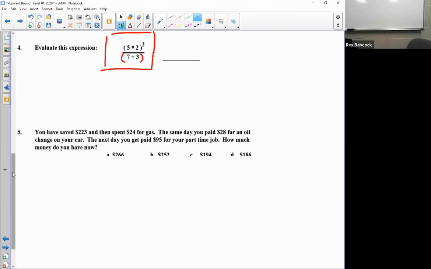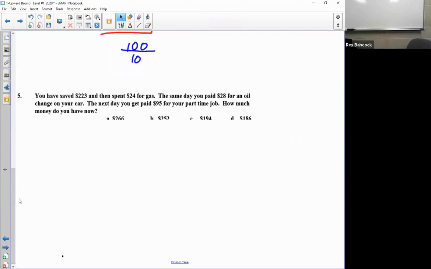Well, if I did it by hand, 5 times 2 is 10, squared is 100. On bottom, 7 plus 3 is 10. 100 divided by 10 is 10. So with the calculator, I would have had to put parentheses around like this, or I'd get the wrong answer. Hope you remember that.